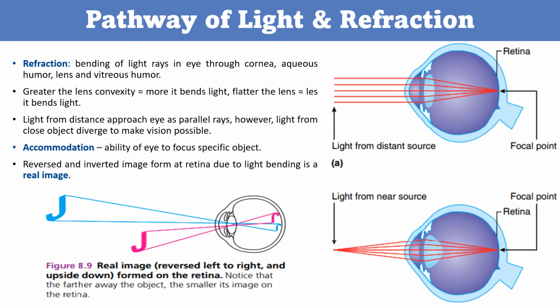Accommodation is the ability of the eye to focus on a specific object. A reversed and inverted image forms at the retina due to the light bending. It is a real image, also seen in the diagram.